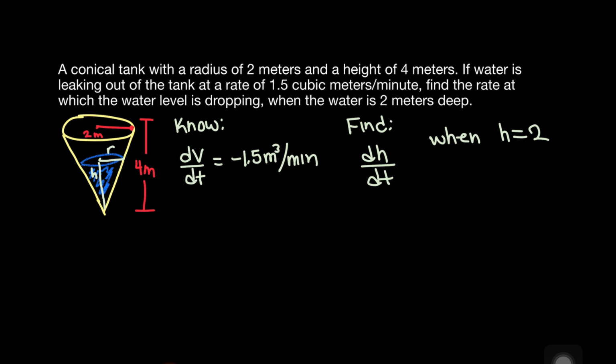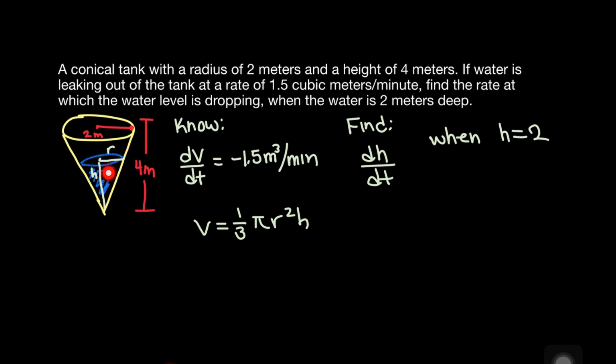I have a V and an h, so I need an equation that relates V and h. And so I just went and looked up how to find the volume of a cone. It is volume equals 1/3 pi r squared h. So in this equation, I am relating V to h, but I have an extra variable in there, this r, and this represents the radius of that water.